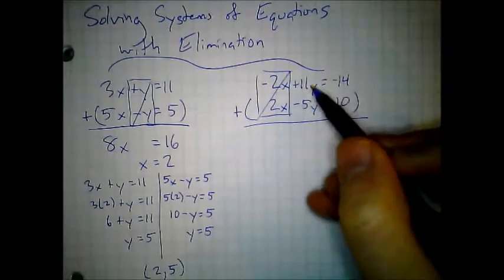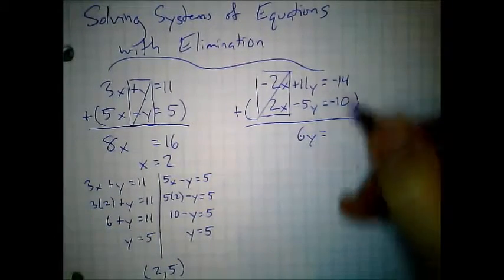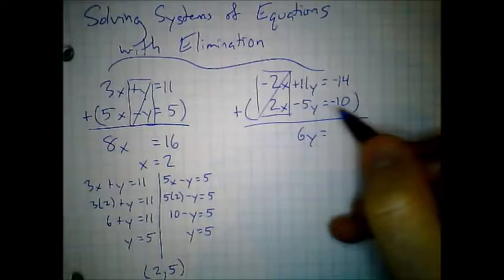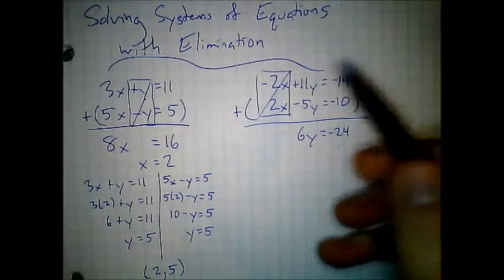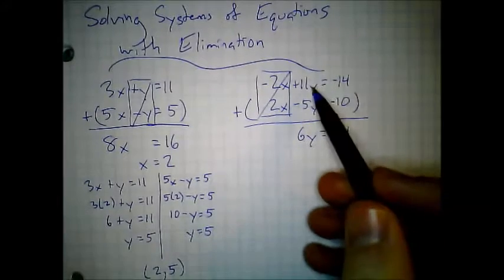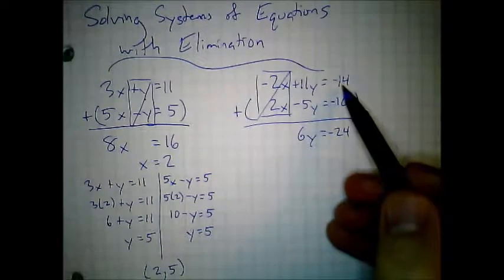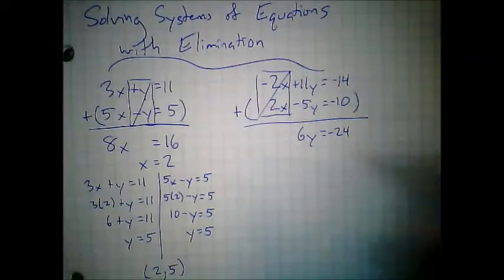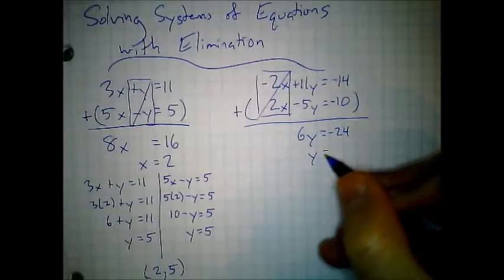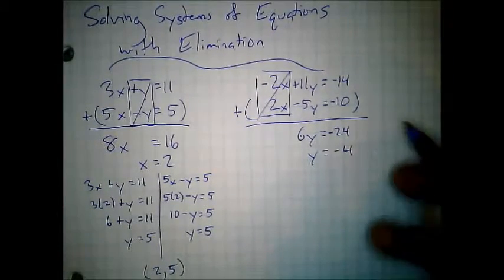So I'd add everything. 11y plus negative 5y is 6y. Negative 14 plus negative 10 is negative 24. We just got to be careful what we're doing, but we just take our time. Now it's very simple. 6y equals negative 24, so we just divide both sides by 6: y equals negative 4.